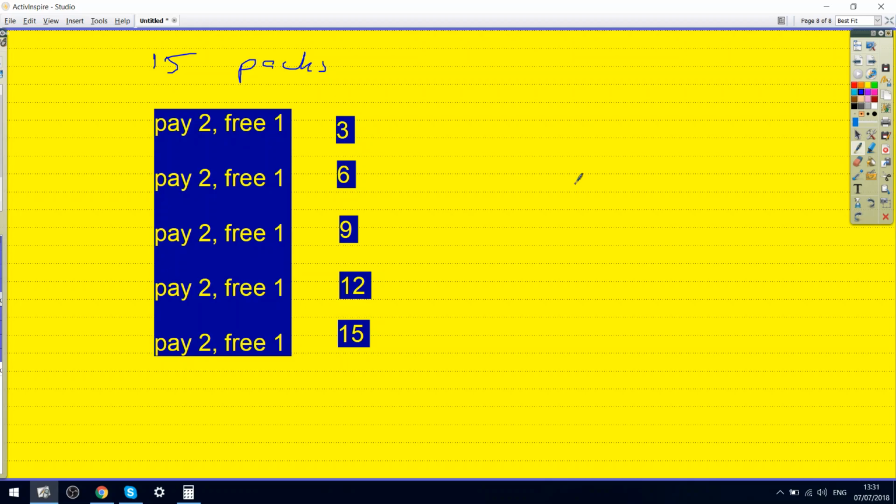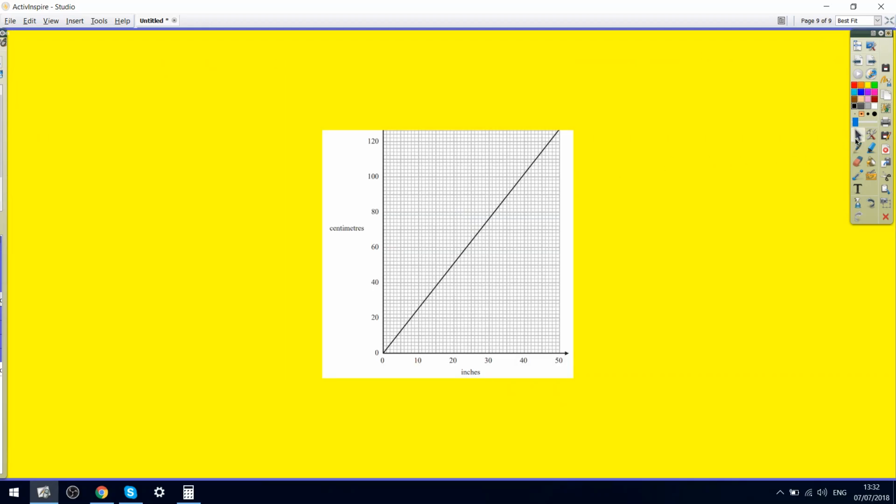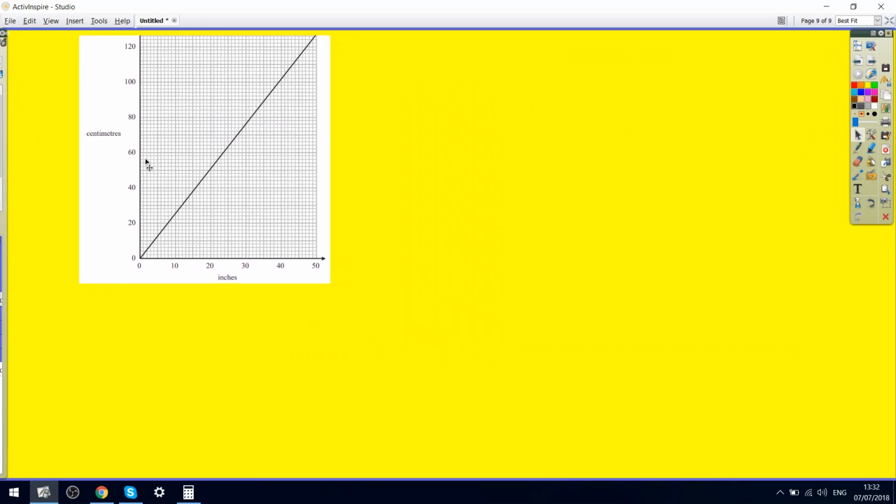Yeah, and it's basically ratios. It's like 2 plus 1 is 3. You divide it by 3. Or another way is 1/3 of the packs are free. If she pays for 2, gets 1 free. 4 squares. Yeah.